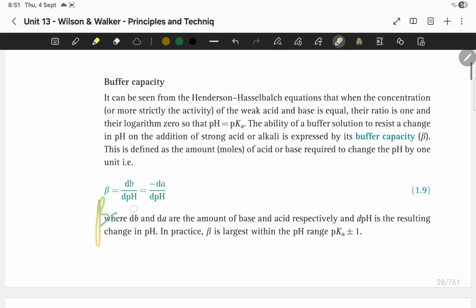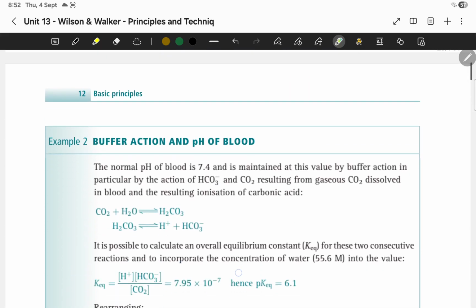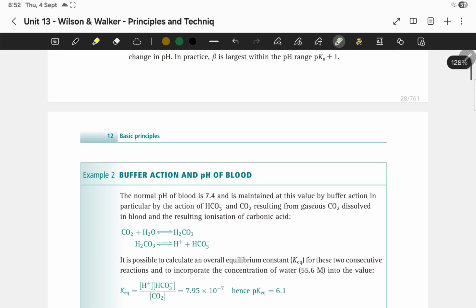Beta is equal to dB upon dpH, which is equal to minus dA upon dpH, where dB and dA are the amounts of base and acid respectively, and dpH is the resulting change in pH. In practice, beta is the largest within the pH range of pKa plus or minus 1.